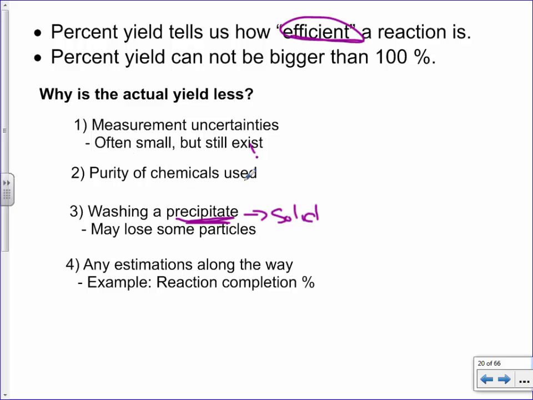Another reason, in pure chemicals, this is going to be one of the biggest reasons when we eventually do a lab. Whenever you have a solid inside of a liquid, you have to filter it out, and you're probably going to lose some of your solids. So it's going to be hard to keep it all. And there's almost always some sort of estimations in a lab.